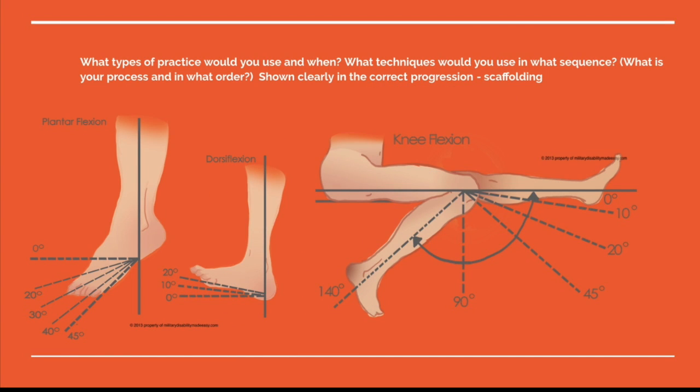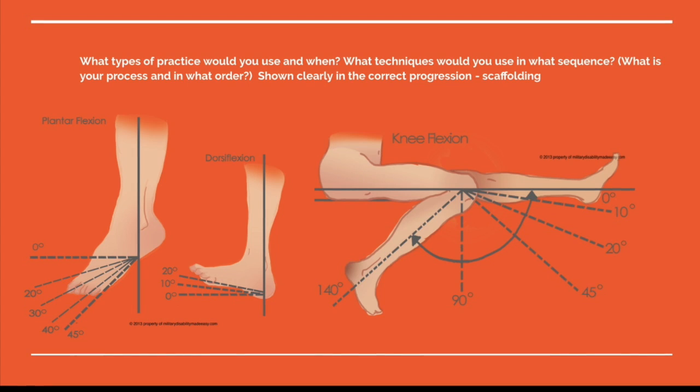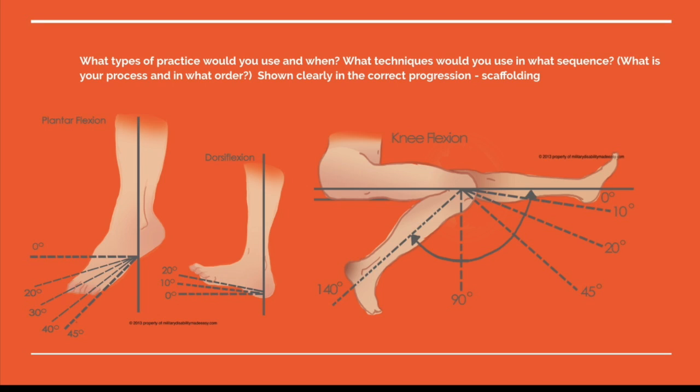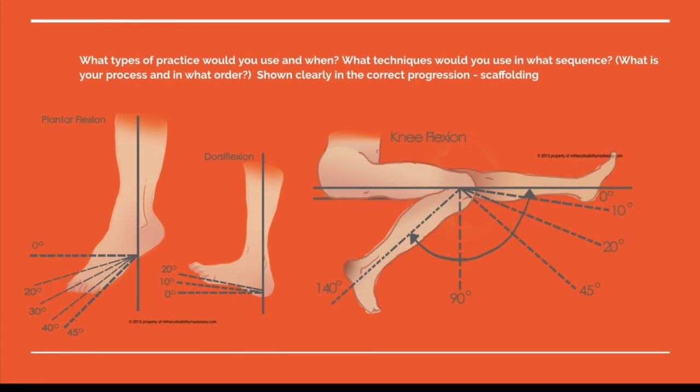These images show just a few techniques that Ray Miller will be using in his road to recovery. Here we have plantar and dorsiflexion. For plantar flexion, he'll be flexing from 0 all the way to 45 degrees. For dorsiflexion, he will be going from 0 to 20 degrees. When it comes to knee flexion and knee extension, he will be going from 0 degrees all the way to 140 degrees.